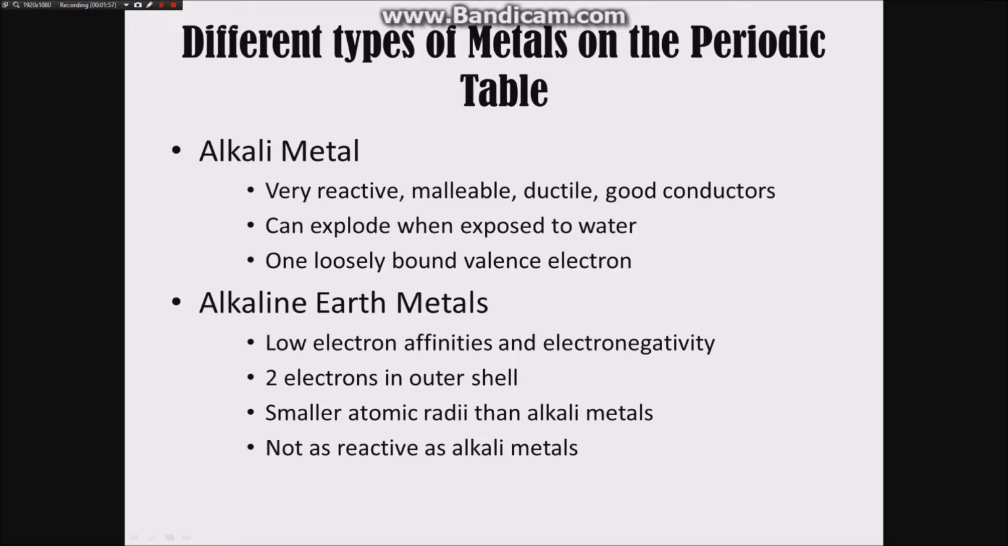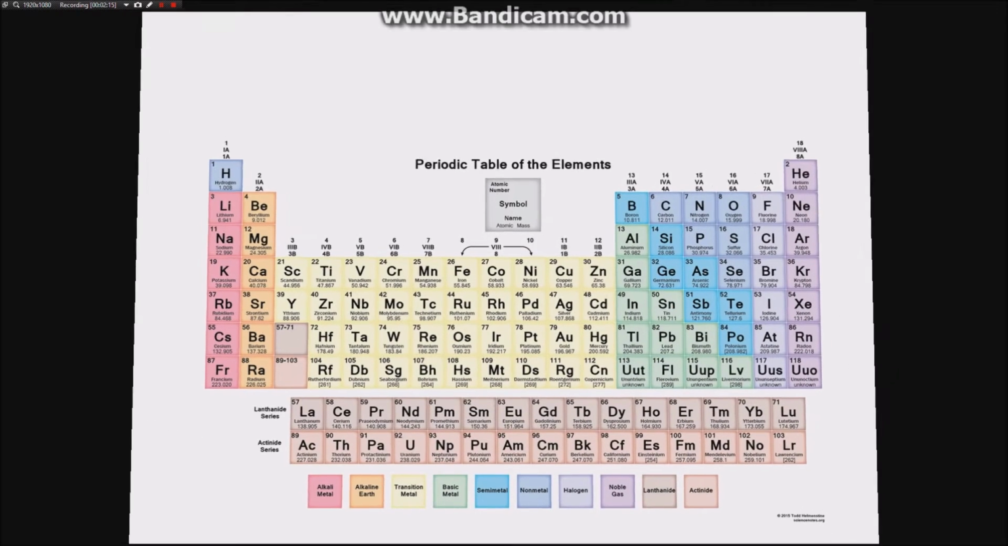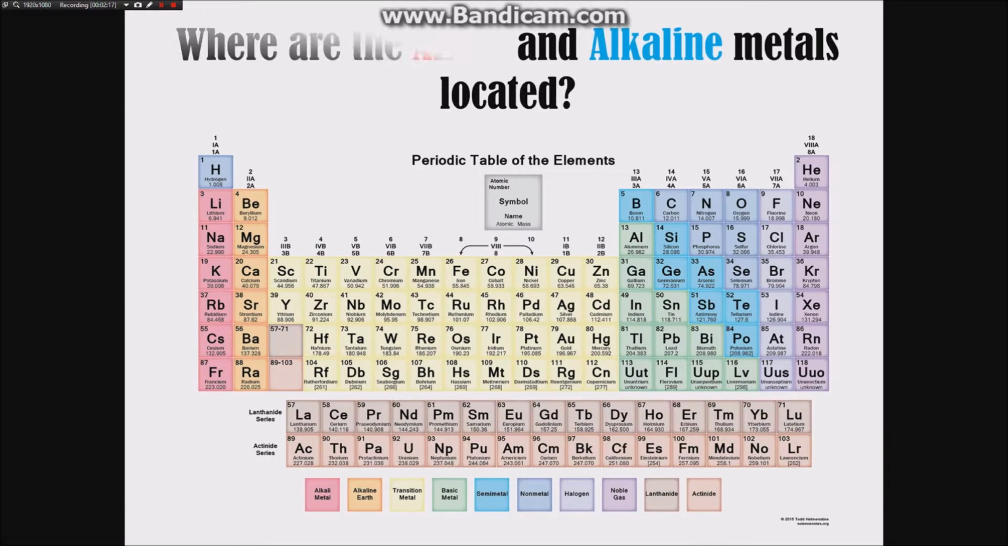Alkaline earth metals, they have low electronegativity, two electrons in the outer shell, smaller atomic radii than alkali metals, and are not as reactive as the other ones. Oh my goodness, I'm sorry, I lost my train of thought there. So now, let's go ahead and kind of mark here.